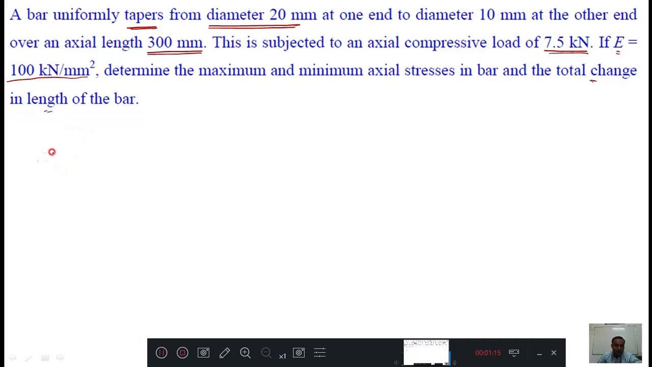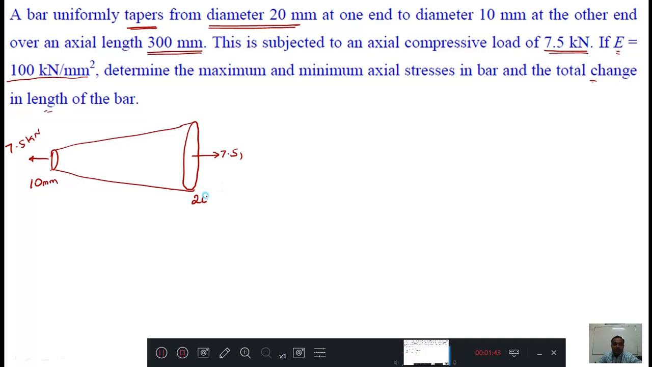See here, this bar is circular and it is tapered like this. Then here there is some load, almost 7.5 kilonewton, and here also 7.5 kilonewton. Here the smaller diameter is 10 mm, and here the bigger diameter is 20 mm. The total length given is 300 mm. Right? And Young's modulus is given.